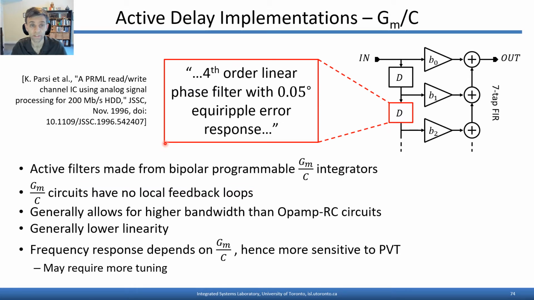So alternatively, we can realize active delay circuits just using open loop GmC circuits. Again, that has a very long history. This example was taken from the very same year ISSCC. The citation here is the JSSC version of it. And in this case, it was a 7-tap FIR filter, again for magnetic storage, read channel. But in this case, each of the delay circuits was realized using bipolar programmable GmC integrators.